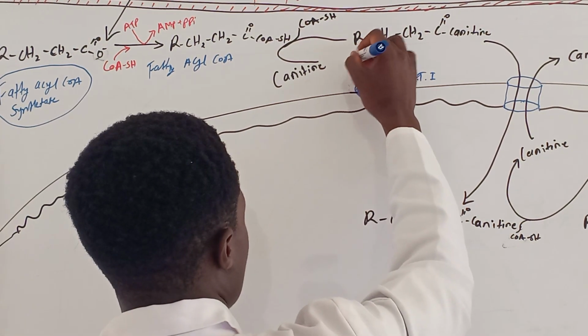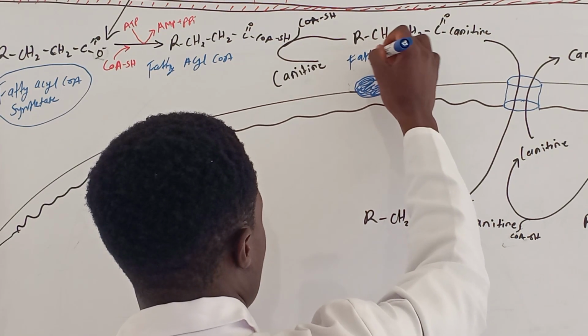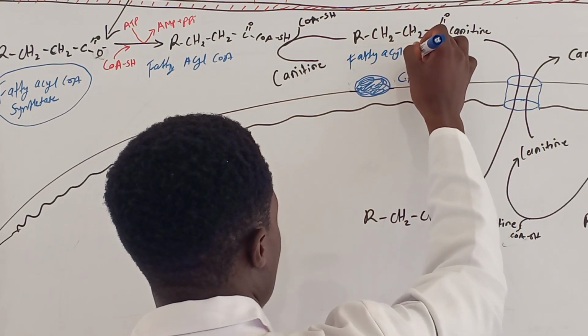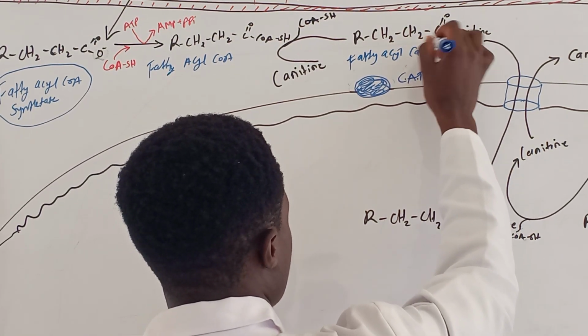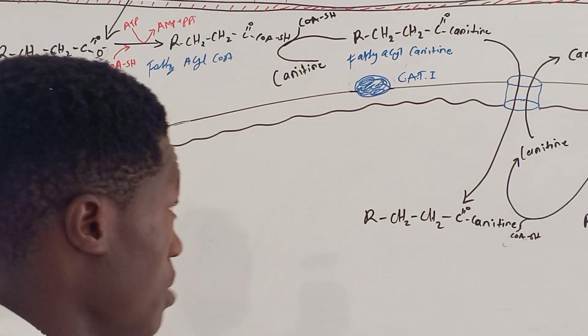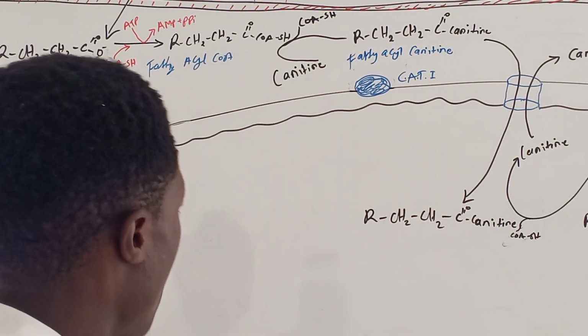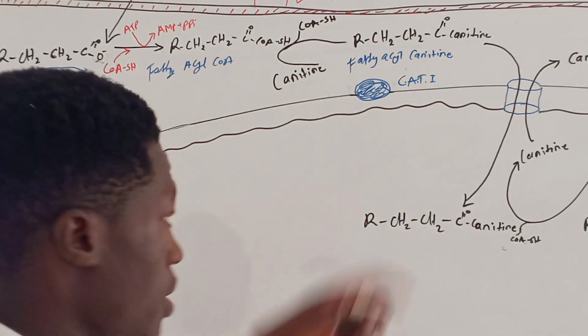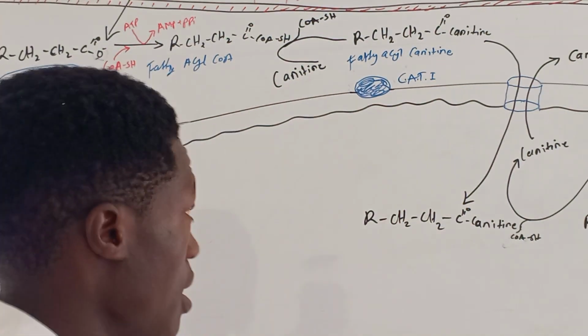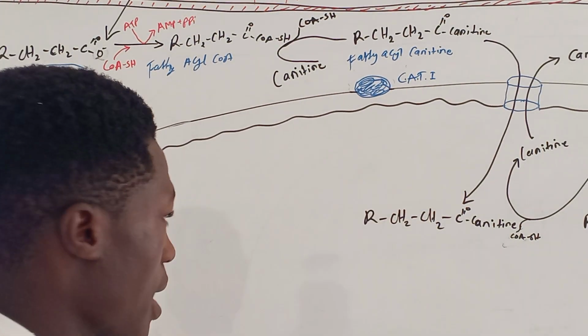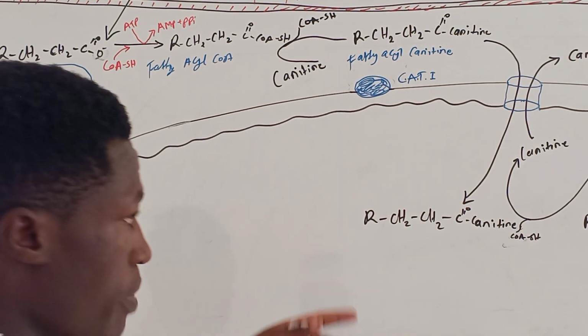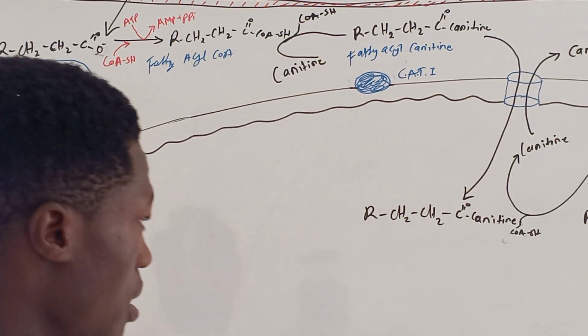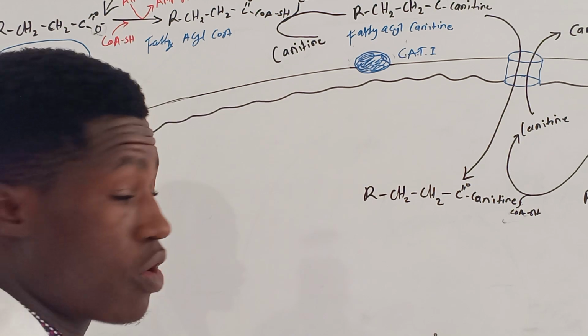Got this fatty acyl carnitine. But now another problem comes. We're going to have fatty acyl carnitine. It's going to enter through the carnitine translocase. Now this is a transporter called carnitine translocase. Fatty acyl carnitine is going to get into the mitochondrion. But now here comes the problem that fatty acyl carnitine cannot undergo beta oxidation.